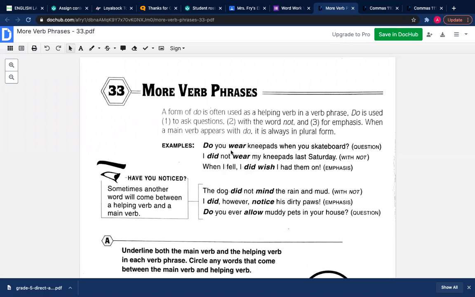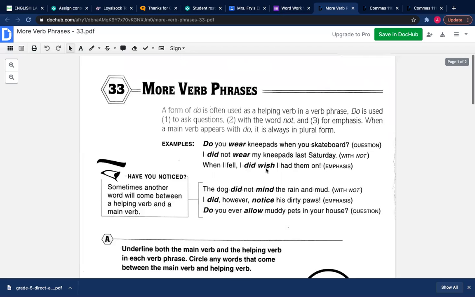Examples: Do you wear knee pads when you skateboard? That's with the question. I did not wear my knee pads last Saturday. That's when it's used with the word not. When I fell, I did wish I had them on. That's used for emphasis. Instead of just saying I wish I had them on, I did wish I had them on. We're just emphasizing the word wish. We're making it stronger.